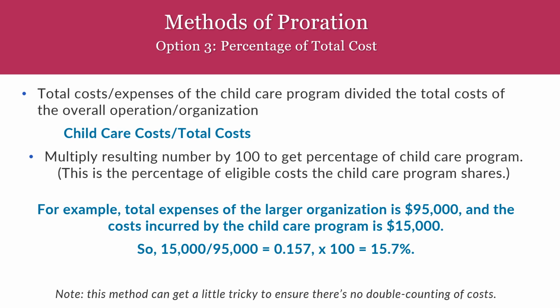Once you have both figures ready, you divide the total cost of your child care program by the total cost of your overall organization. Once you have that figure, and it will be a decimal, multiply it by 100 to get a percentage. Say you spend $15,000 on your child care program and $95,000 overall. You would divide $15,000 by $95,000. Your result is 0.157. Multiply that number by 100 to get the percentage, 15.7%. That means that 15.7% of your overall expenses would be eligible.